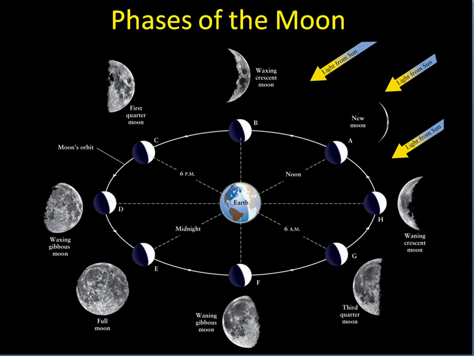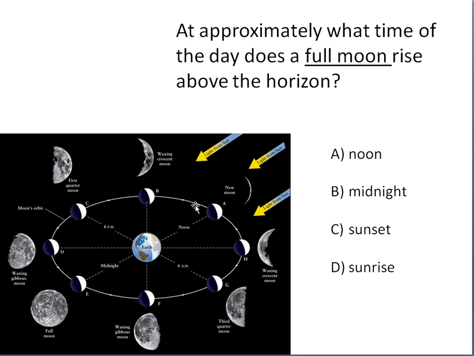And what we want to be able to do is to answer questions similar to this. For example, at approximately what time of the day does a full moon rise above the horizon? The answer to this question is sunset, and I'm going to show you how to figure that out, and also any other iteration on this question where I could change the phase of the moon from full to new moon or first quarter or third quarter.